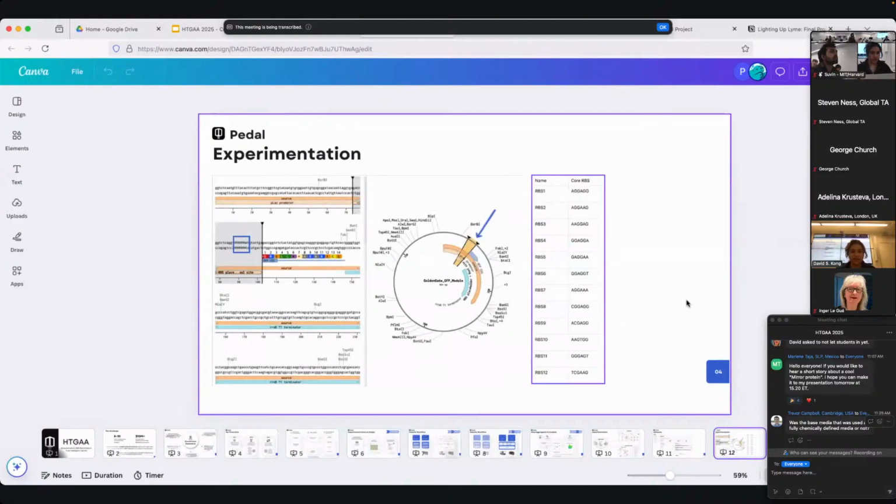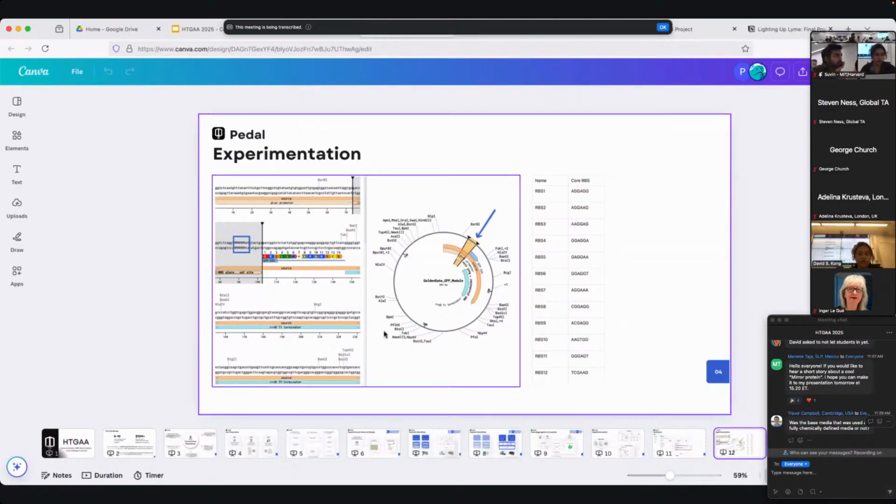For the experimentation, this is the GFP protein. If you look at that little blue box on the left, that's the RBS. It's 6 base pairs, and I'm modifying that. I had an algorithm that I designed that chose 12 initial RBSs to modify. This is what it picked out.